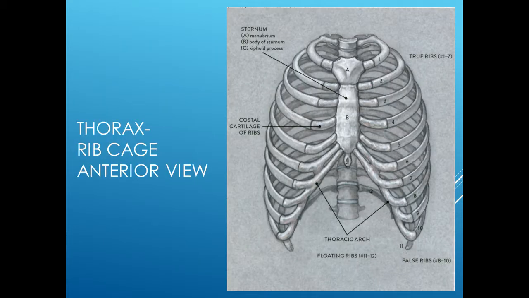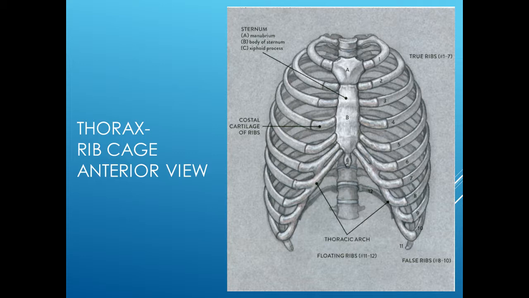Here we see the thoracic region of the rib cage, an anterior view. And here we can see that there are 12 pairs of ribs. And in the rib cage, there's different names for these. So if you'll notice, we have 7 true ribs: 1, 2, 3, 4, 5, 6, 7. And they're called true ribs because each one of these pairs of ribs attach directly to the sternum.